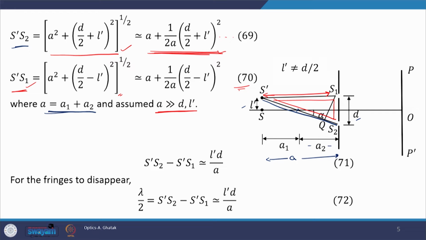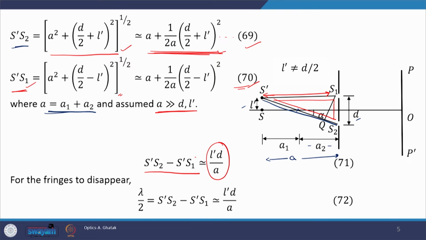This gives equation number 70. Now, once these two distances are known, to calculate the path length difference, we will subtract equation number 70 from 69. Then S prime S2 minus S prime S1 can be calculated, and if you substitute for S prime S2 and S prime S1 from 69 and 70 and do a little bit of mathematics, you will get this expression, which is L prime D by A.